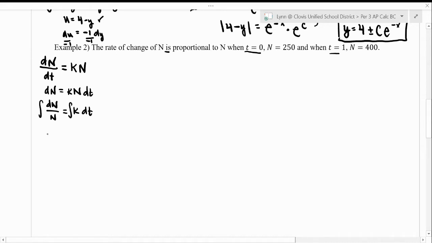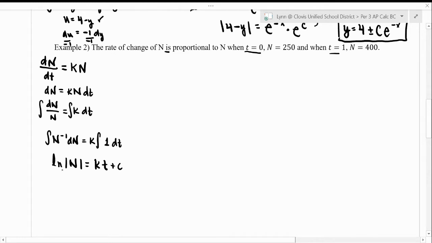And then from there, we're going to integrate both sides. So integrate both sides. So then we are really integrating n to the -1. And then k is a constant. So we're integrating 1 with respect to t. So this would be a natural log, right? Because if I try to do power rule, I would end up with dividing by 0. And then integration of 1 with respect to t would just be t and then plus c.